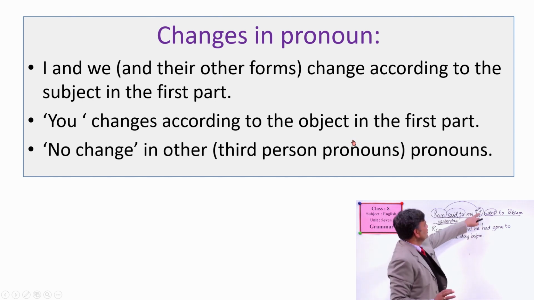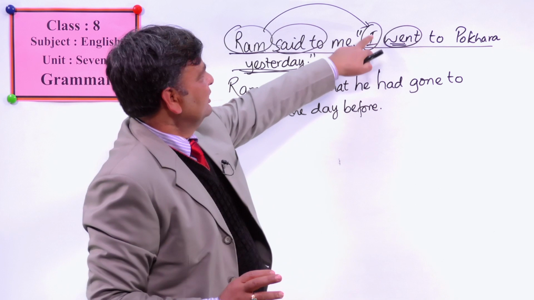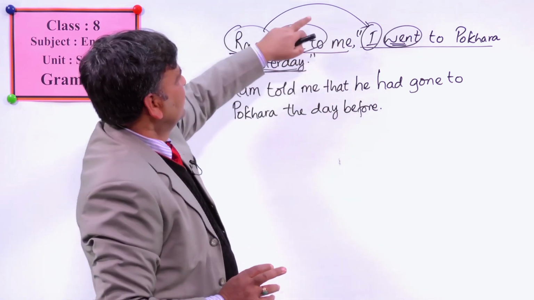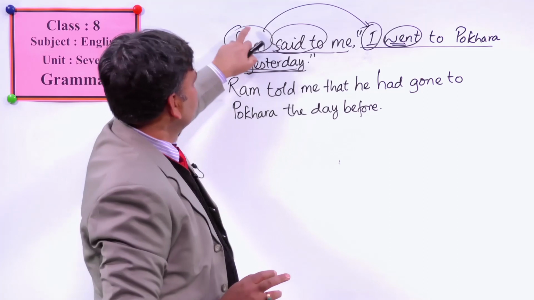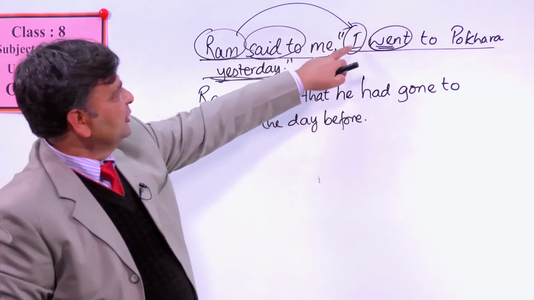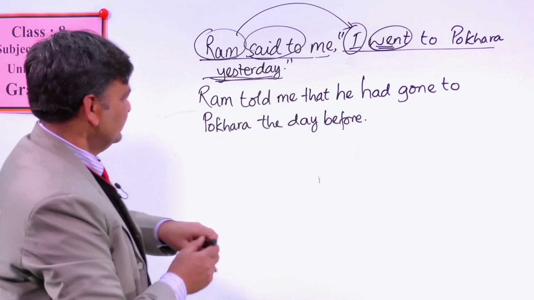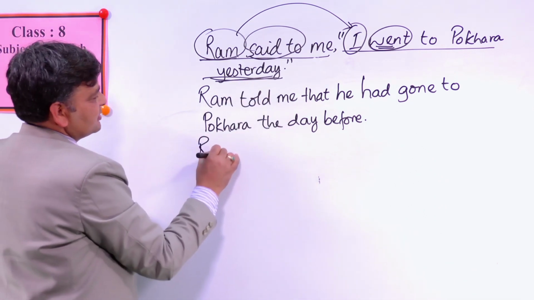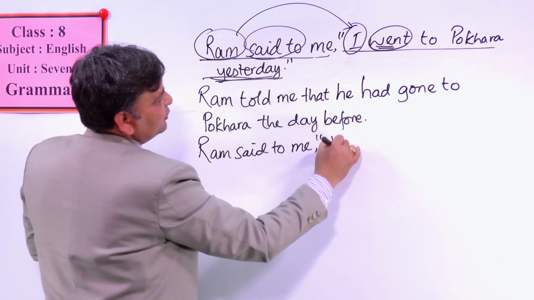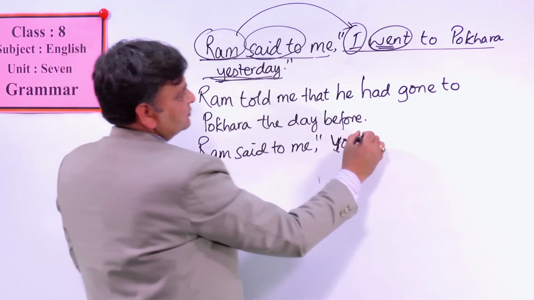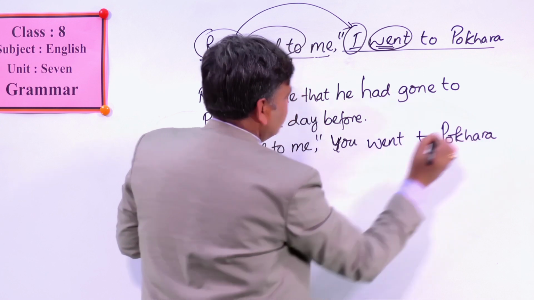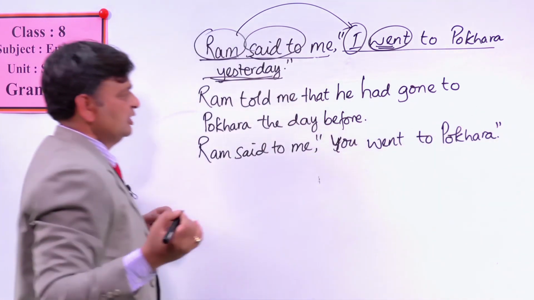So if we use you instead of I, as in you went to Pokhara, you would be the person who listens, right? The person who listens means the object of the first part. Ram is speaking and me is listening. So if we use you instead of doing that, let me write this. The same sentence: Ram said to me, you went to Pokhara. So, he went to Pokhara.